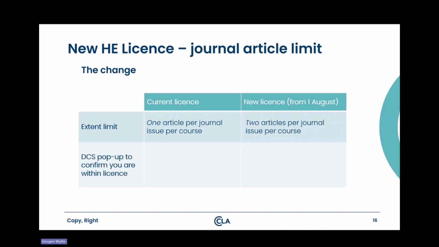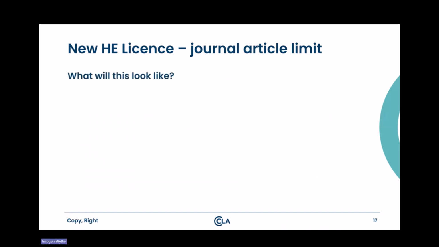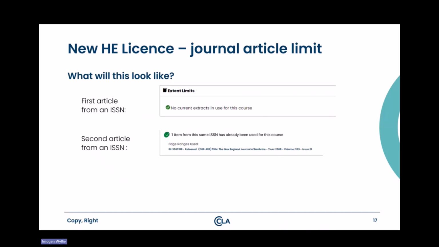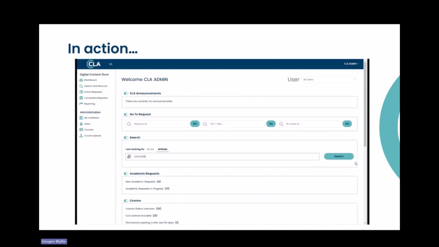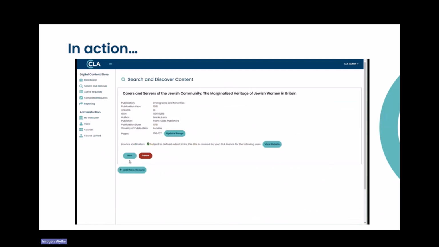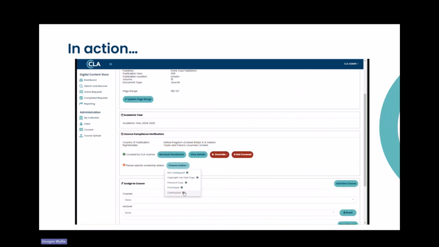So the DCS pop-up, when the extent limits pop up, it used to say you need to confirm that this is within limits when you're applying a second article for an ISSN, and now it's going to be on the 3rd. So last month we looked at this. The first one will look like this, second one looks like this, and third one looks like this. It's now live, so I can show you what it looks like in person. Obviously, I don't actually create requests this fast. I have sped up this part of the footage a little bit.